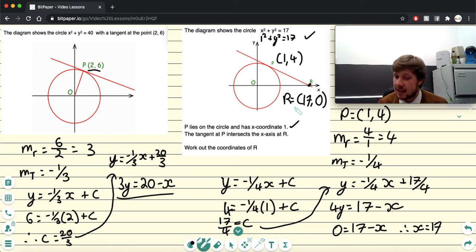Okay, so that brings the end of this session on equations of a tangent line to a circle.